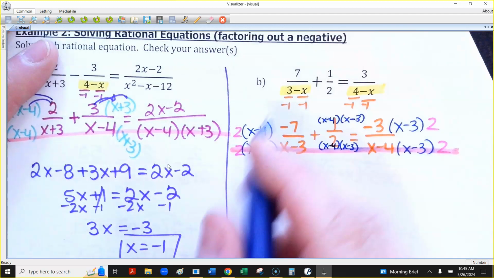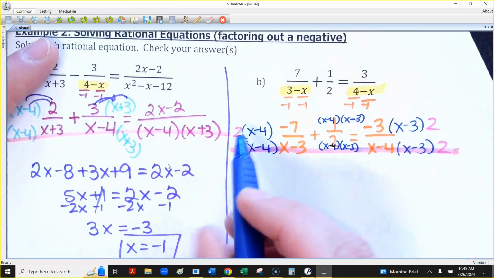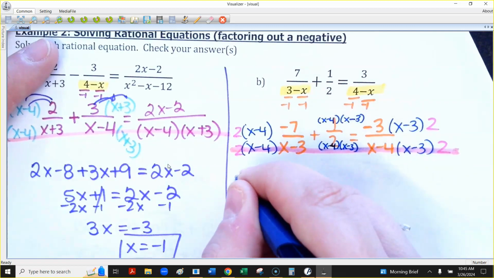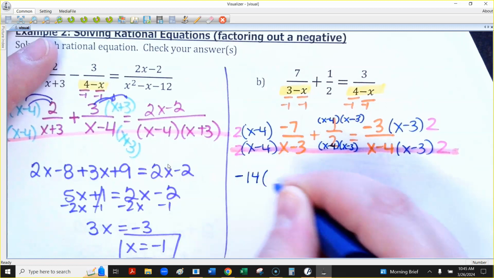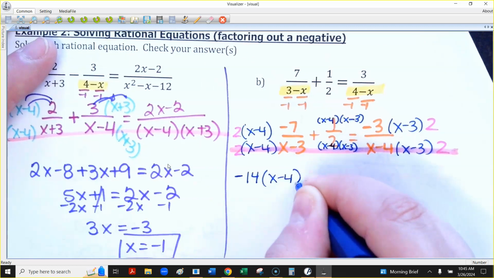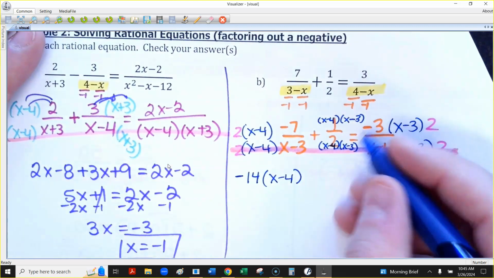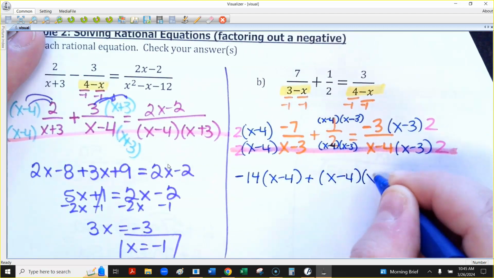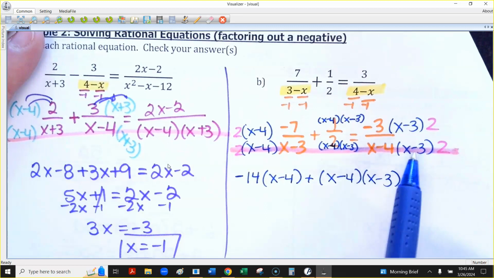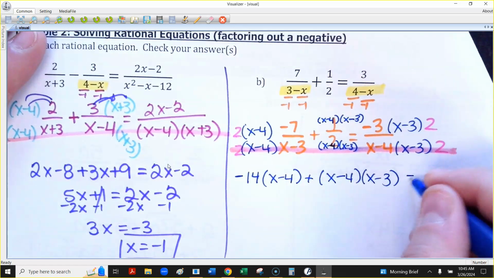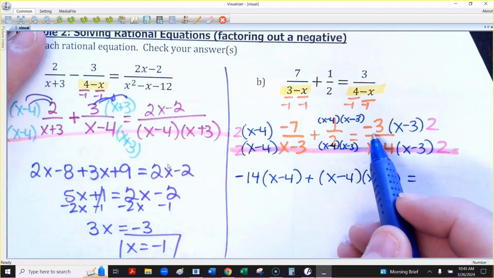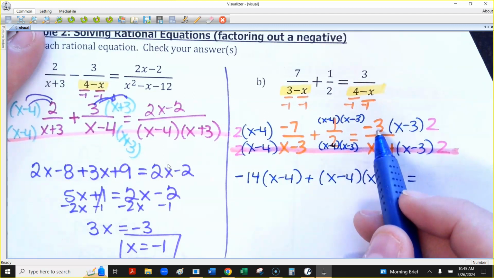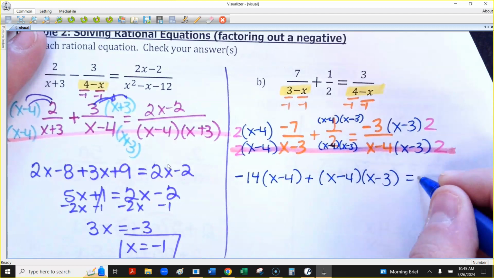You have 2 numbers on this first one. You have a 2 and you have a negative 7 here, because we took that negative out. So I'm going to do negative 14 times x minus 4. Okay, now in between here, you're going to have to do a FOIL. We have an x minus 4, x minus 3. And then on the other side of the equal sign, you have a negative 3 and a 2, all being multiplied by this x minus 3. I'm just going to multiply those numbers. Negative 3 times 2 is negative 6.